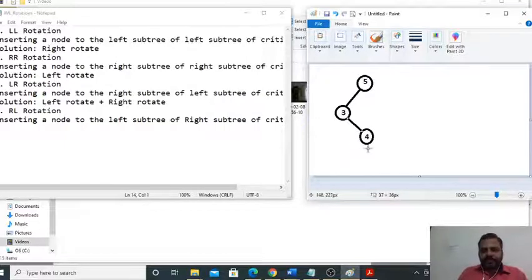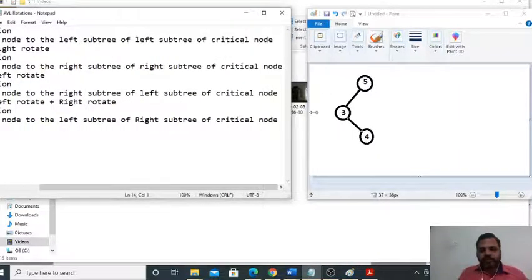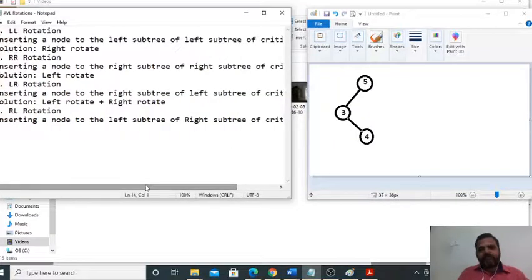Now where 4 is added, 4 is added to the right subtree of 3, and again 3 is the left subtree of 5. So this is the meaning of this: right subtree of left subtree of the critical node. To the critical node it is left subtree, and for 3 it is a right subtree. Okay, now the solution is we got to do one left rotate and we got to do one right rotate.